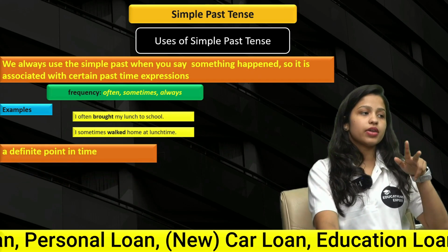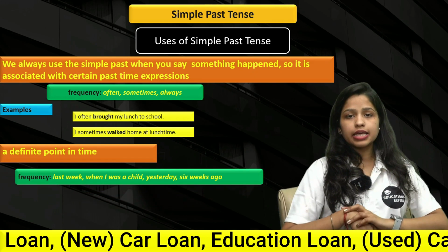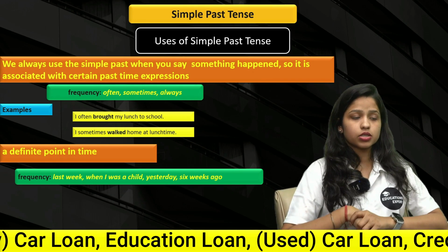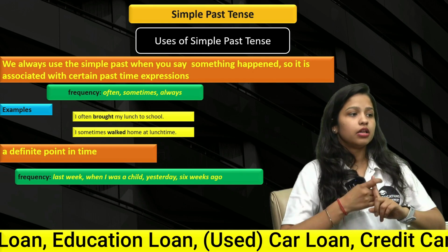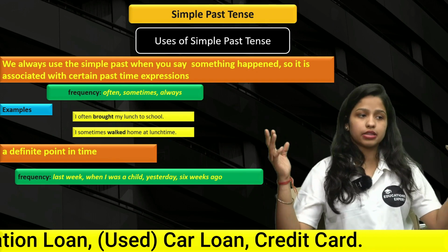Next up we have a definite point in time. In this type of sentence, a definite point in time, the sentences will definitely represent something like last week, when I was a child, yesterday, six weeks ago, like this, right?